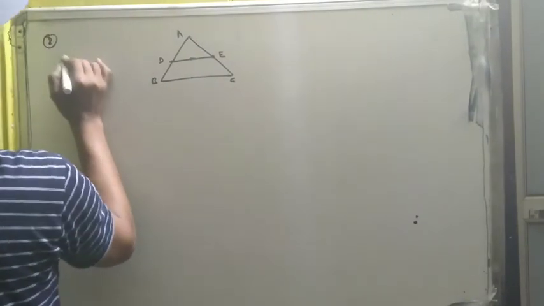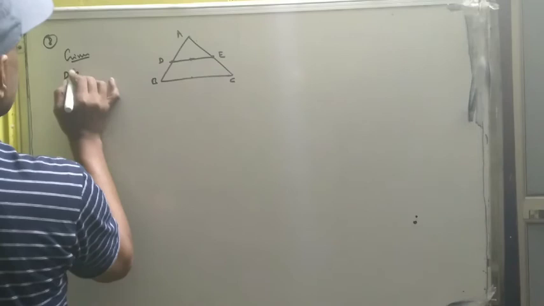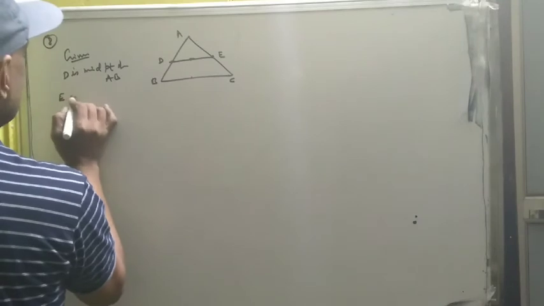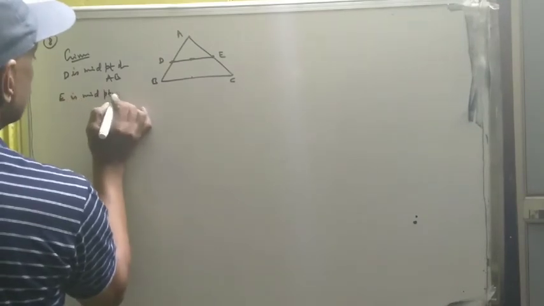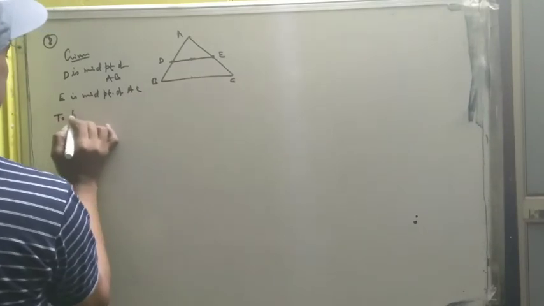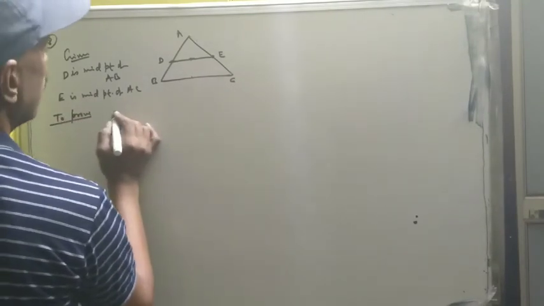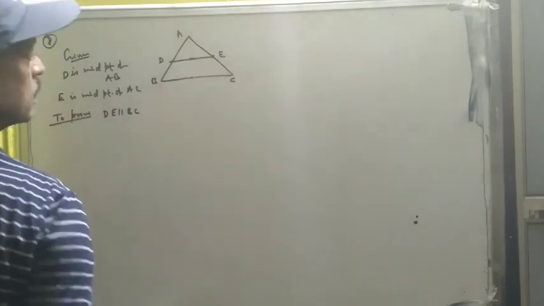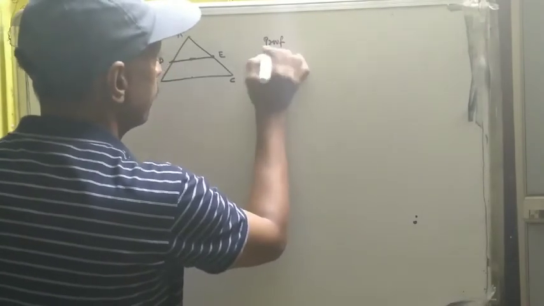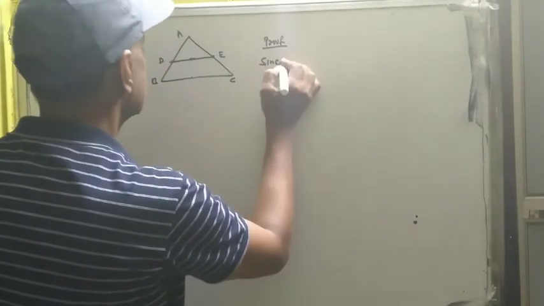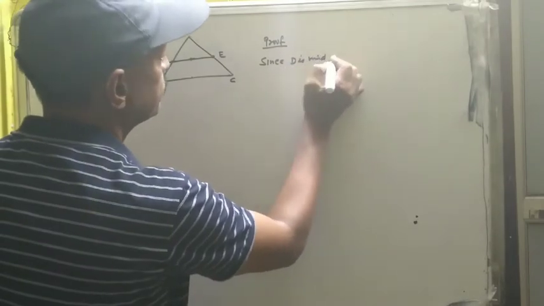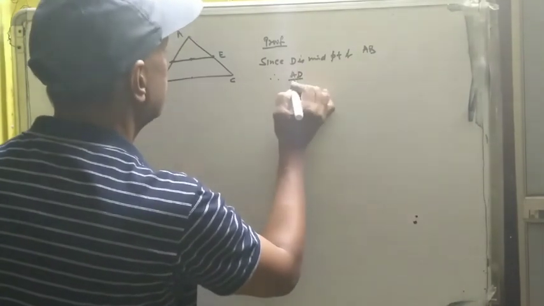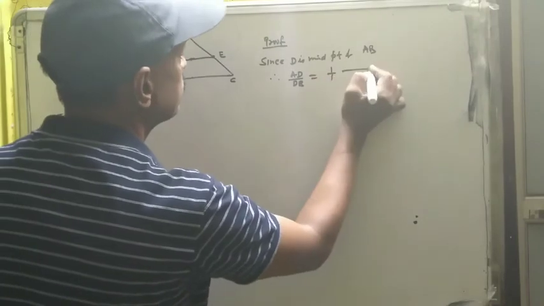तो क्वेश्चन नंबर 8, it is given that D is midpoint of AB, E is midpoint of AC, and we have to prove that DE parallel BC. So let us prove here. Start from there. Since D is midpoint of AB, therefore AD by DB equal 1/1.